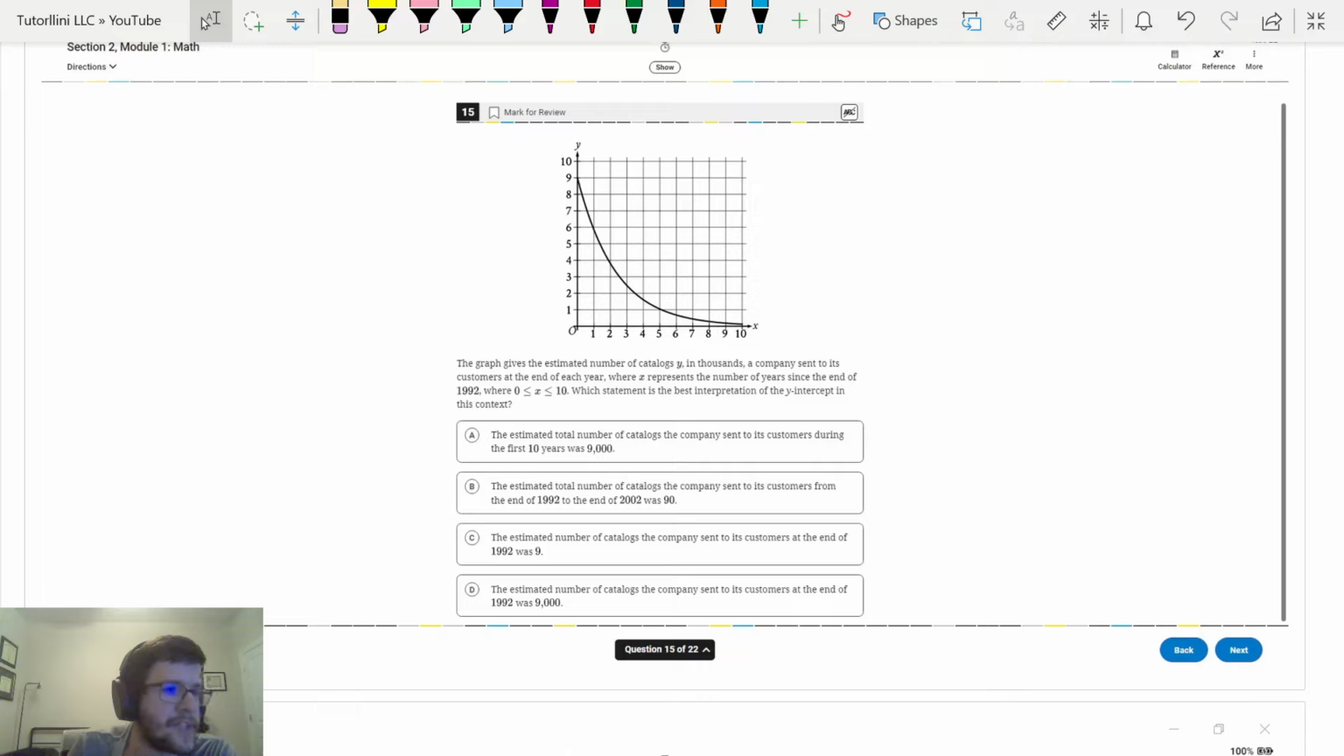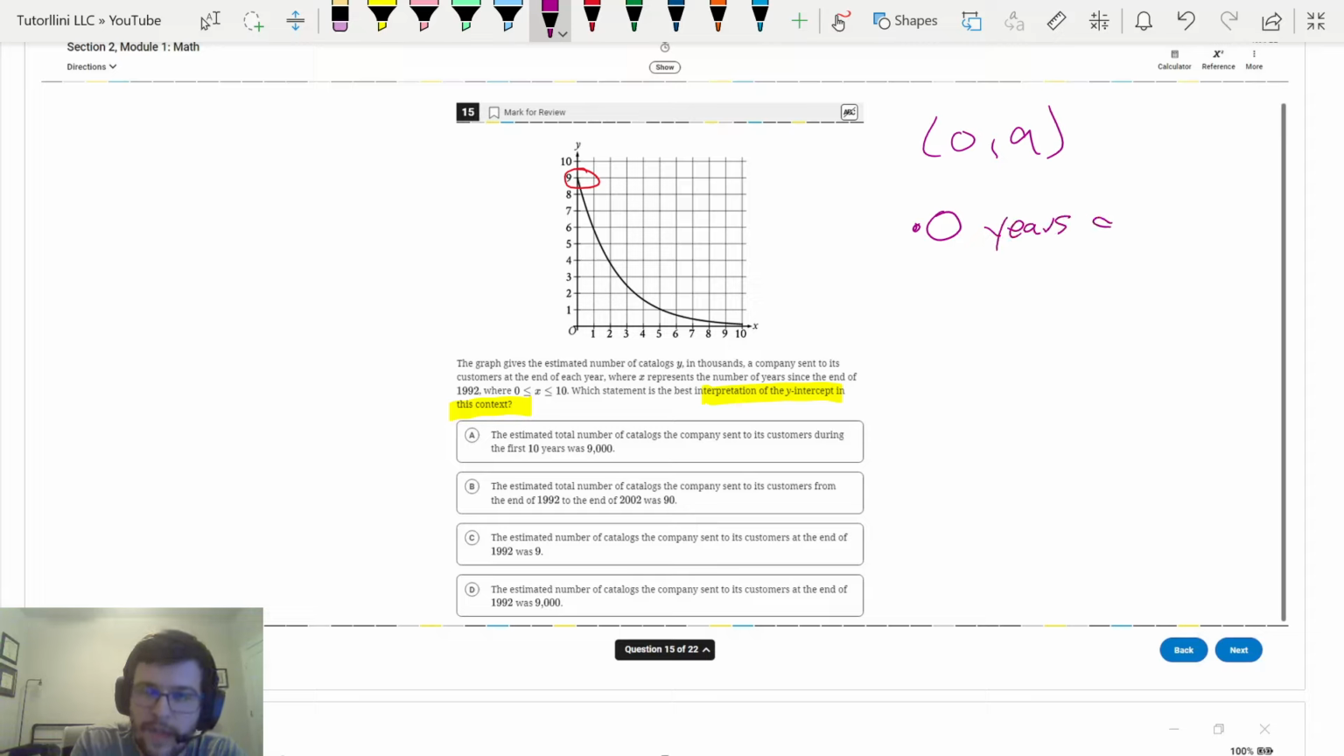Okay, 15, it says, what is the best interpretation of the y-intercept? Okay, so the y-intercept is here, and it is 0, 9. And it's basically saying 0, and then what's the units of x? Let's see. X represents the number of years since the end of 1992. Okay, 0 years since the end of 1992.